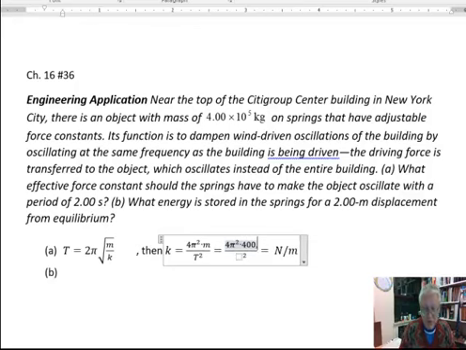So the mass here, that is that whopping 400,000. There we go. And then this one down here is the 2.00. And when I do that, I'm going to come up with, let's see, 400,000 divided by 2 squared into 4 pi squared. And I come up with, let's see, 3.95 million.